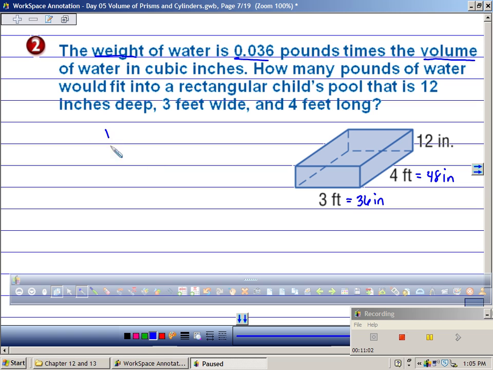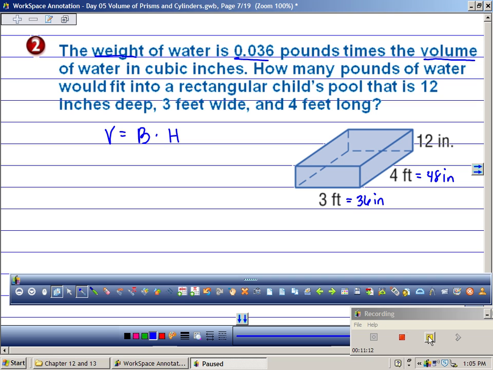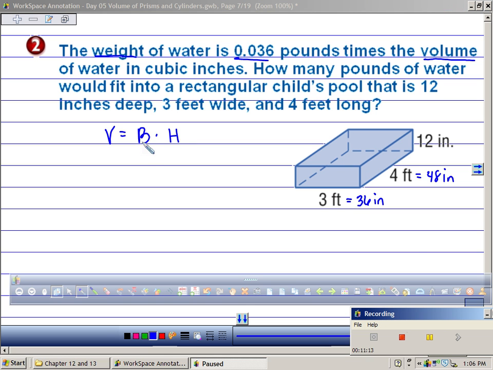Okay, so let's do the problem. Volume equals base times the height. So how do I find my base? Base times height times however tall this figure is. What's my base? 36 by what? 48. 12 inches is your height. So you said 12 inches is height.